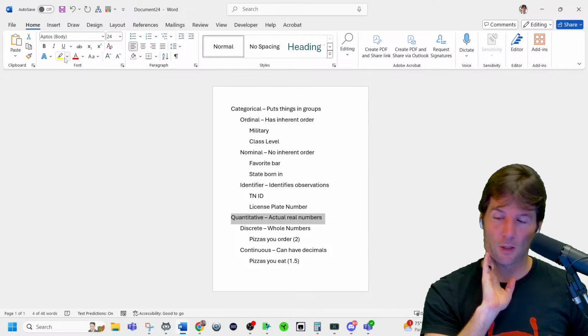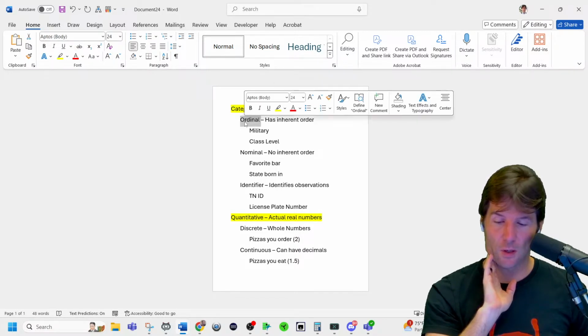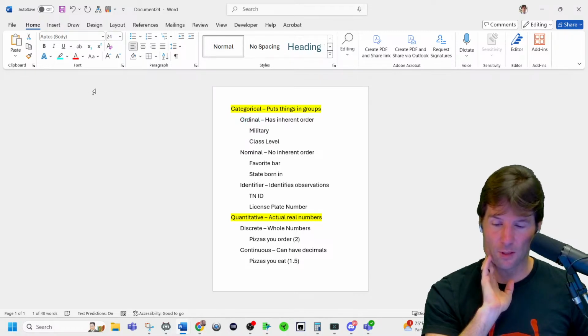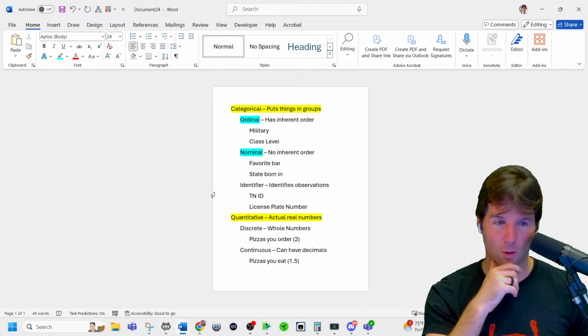These are like subtypes within. The real big 2 types of variable are quantitative or categorical. And then all of these are basically subtypes within. Like the ordinal variable is a subtype of categorical. The nominal is a subtype. Like you can say it's nominal categorical. And then identifier is a special case categorical variable that will not repeat.